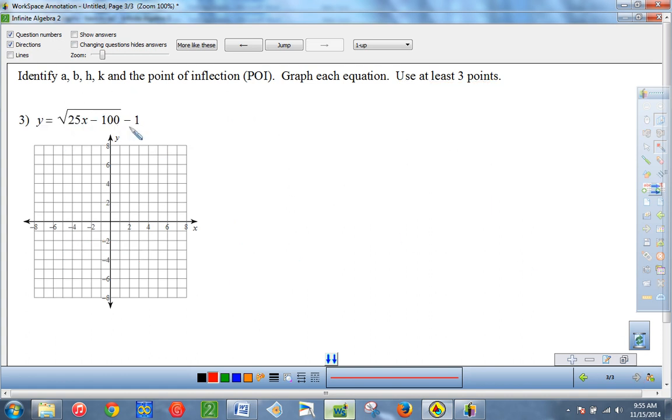Here we have a lovely square root function. We've got a, b, h, and k. We only want b to ever be 1 or negative 1. And since we have a 25 here, we've got to do something with it. So we're going to take that 25, and we are going to factor it out. And it works out nicely.